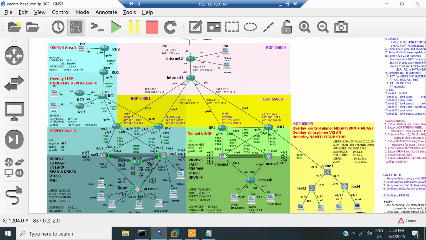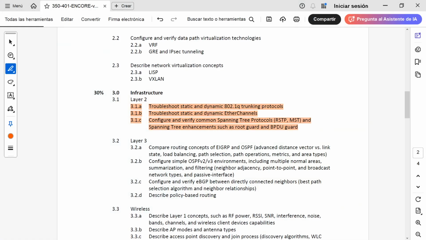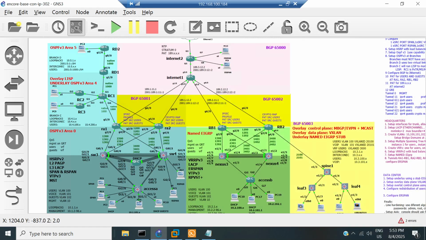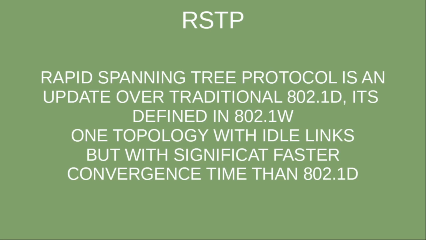Let's continue working on this ENCOR lab. We are going to see the next topic, which is 3.1.c, configure and verify common spanning tree protocols, rapid spanning tree protocol, multiple spanning tree protocol, and spanning tree enhancements such as root guard and BPDU guard. So let's see some theory first, and then we're going to jump into the lab.